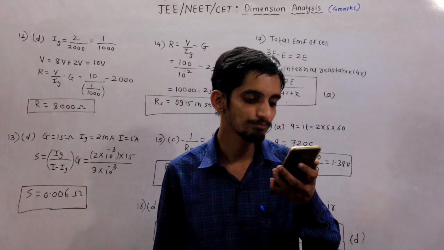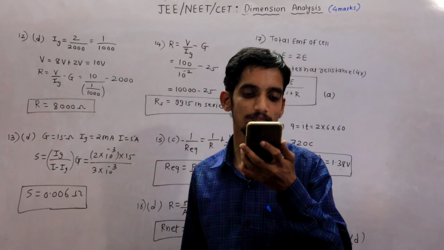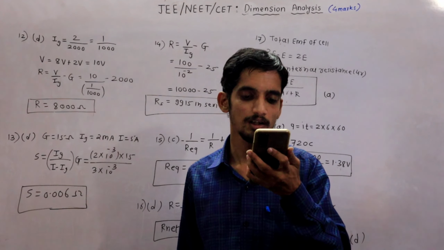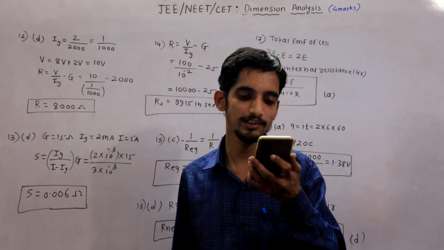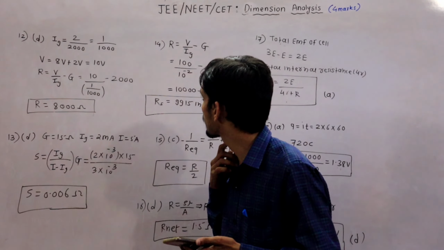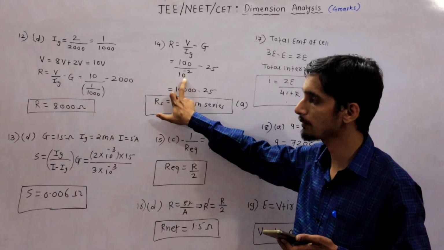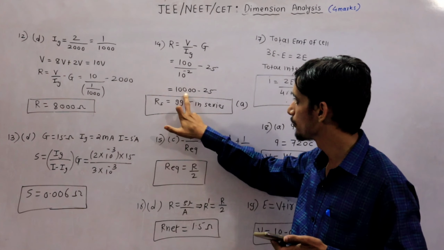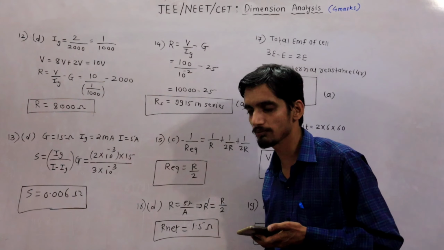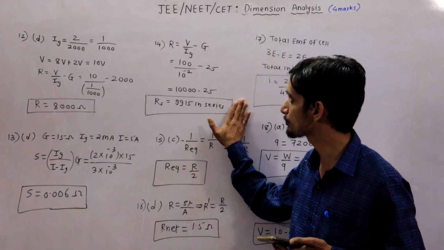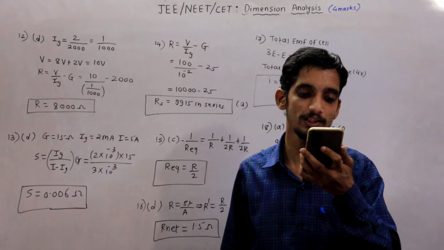Question number 14. A moving coil galvanometer has a resistance of 25 ohm and gives full scale deflection for 10 milliampere. How will you convert it into the voltmeter ranges from 0 to 100 volt? So again, R is equal to V by Ig minus G. V is 100 upon Ig 10 raised to minus 2 minus G 25, which gives me 9975, that is 9.975 kilo ohm resistance.